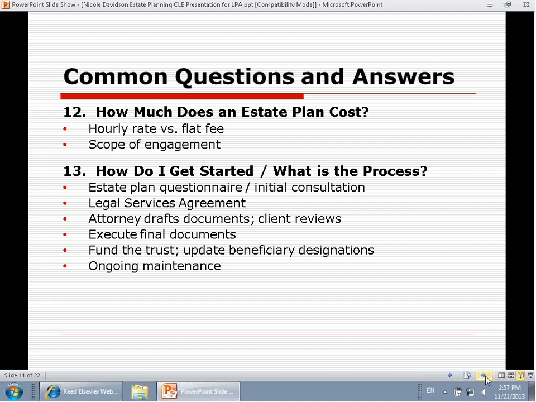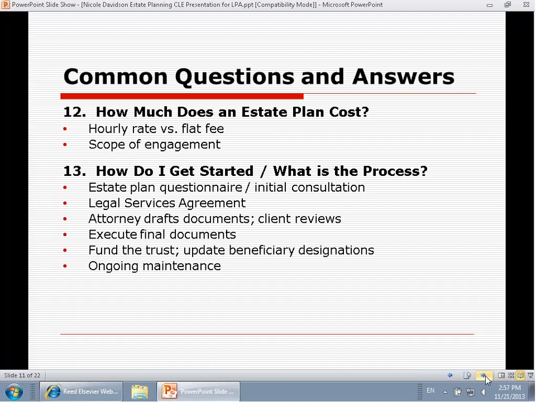Okay, how do I get started? This is a good question and one that we want to work with. How do we get started on the estate plan? How do we go about working together? I have an estate plan questionnaire that I will send to prospective clients before the initial meeting.